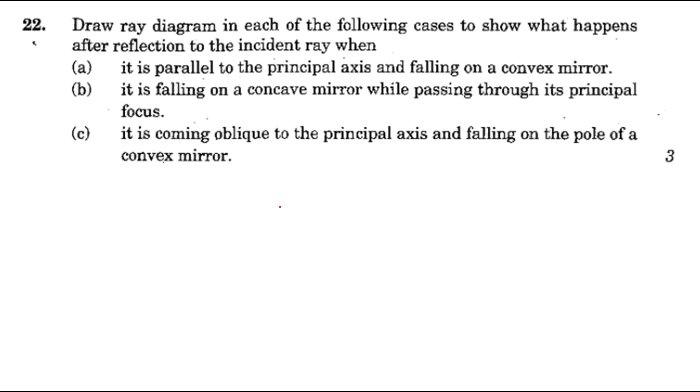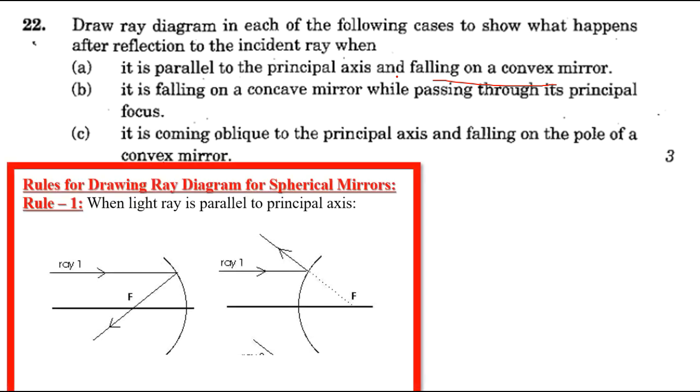The next question says, draw a ray diagram in each of the following cases to show what happens after reflection of the incident ray when it is parallel to the principal axis and falling on the convex mirror. This type of question we have done in our class also. So I have taken one slide from the previous class, and here we can see the rules for drawing ray diagrams that we discussed.